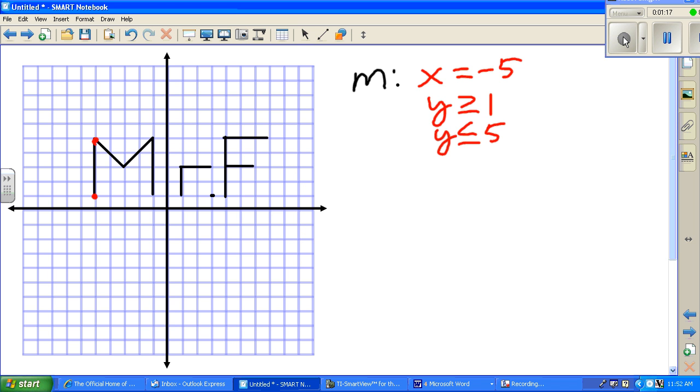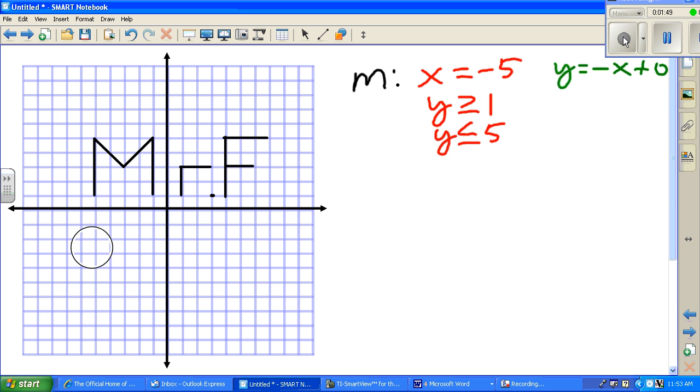Okay, now let's take a look at this line here of my m. Okay, well, that's got some slope to it, and if I look at the slope, it looks like I'm going down 1 over 1. So that means my slope is negative 1, so I've got y equals negative x. Now I need to know where my y-intercept is. Well, if that thing kept going, it's going to cross at 0, so my y-intercept is 0. There's my equation for that line.